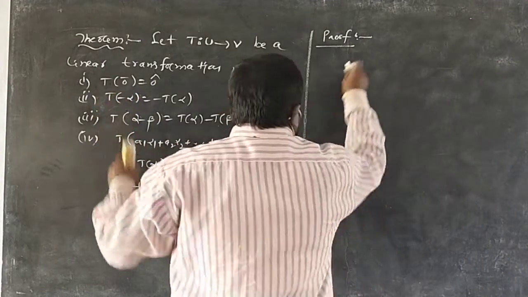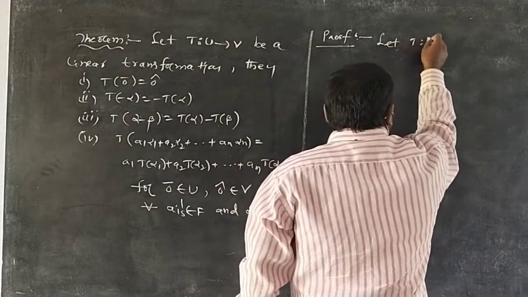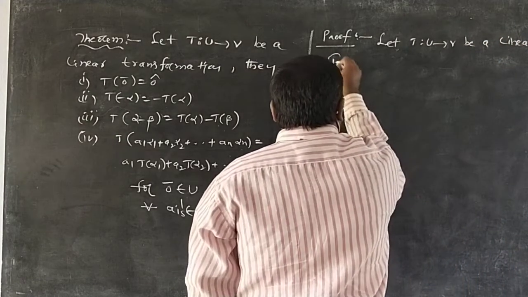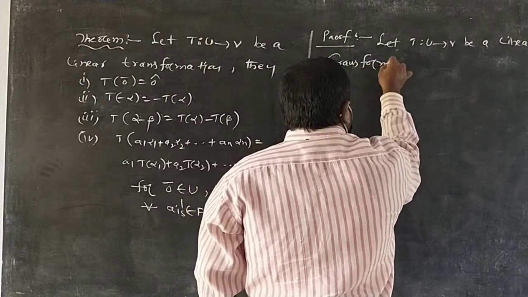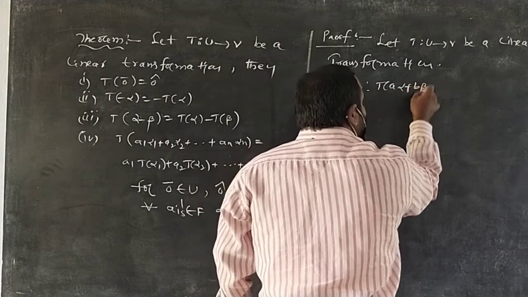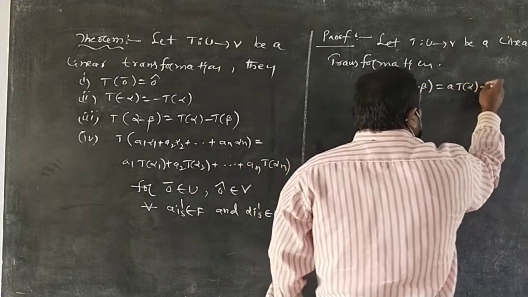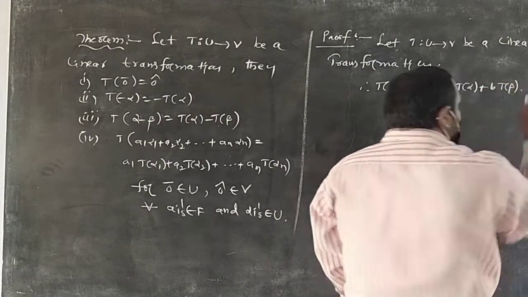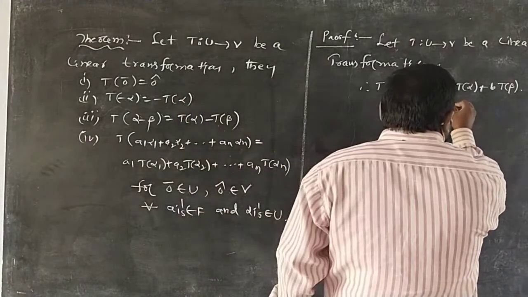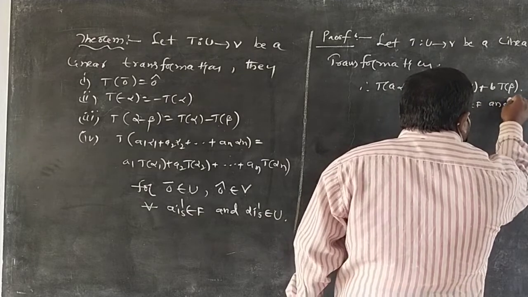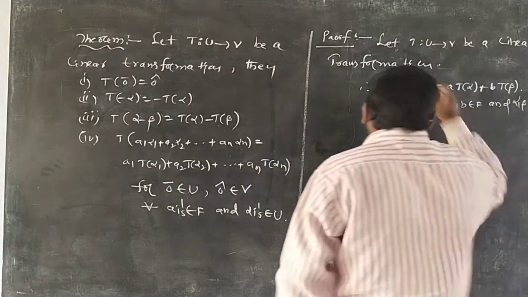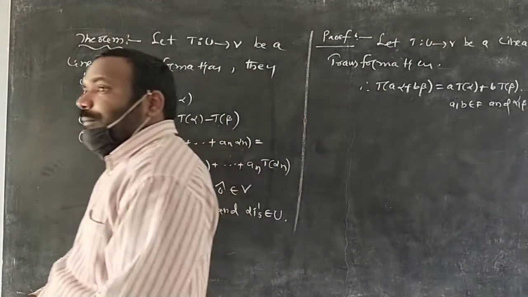So let us prove the first one. Before that we write, let T from U to V be a linear transformation. Therefore, you can write T of A alpha plus B beta equal to A into T of alpha plus B into T of beta. This condition is true because T is a linear transformation, where A, B are scalars, A, B belong to F. Alpha, beta are vectors, they are taken in the domain. What is the domain here? Alpha, beta belong to U. U is the domain, V is the codomain.